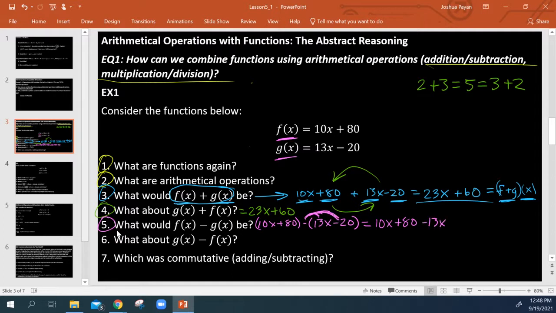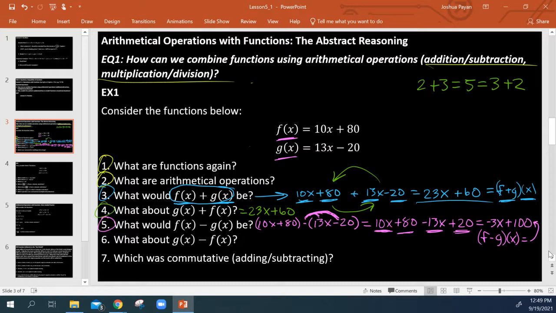And then this here gives me positive 20. Okay, because negative times a negative. You get the idea. And again, all we're doing is combining like terms. So plus 10x minus 13x. So that's negative 3x. Plus 80 plus 20, this becomes plus 100. Okay, so f of x, or f minus g of x, is equal to this guy right here, negative 3x plus 100. Okay, so now, what about g of x minus f of x?